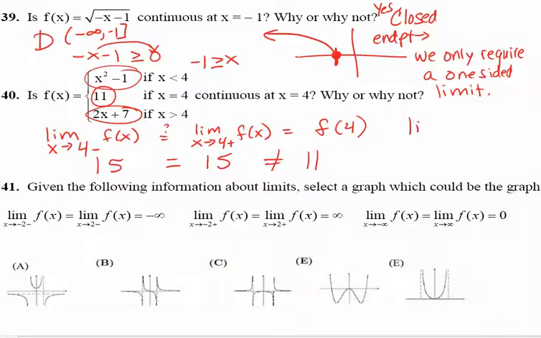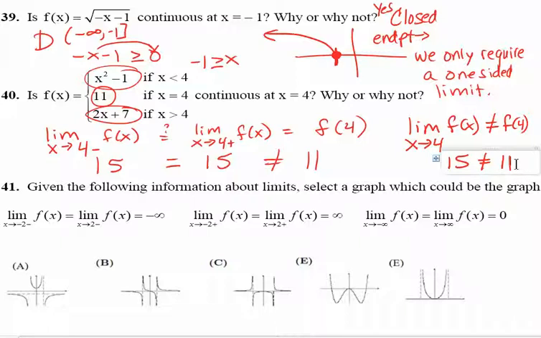So the problem here is that the limit as x approaches 4 exists, but it is not equal to f of 4. So our overall limit was 15, but it does not get filled in. We have a pop point. So no, it is not continuous, and this is our reason right here. All right.